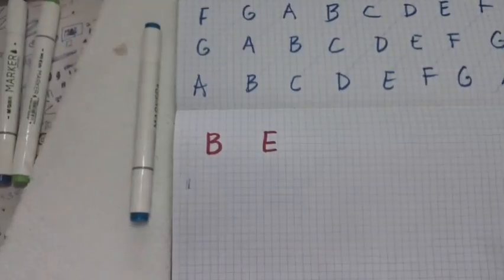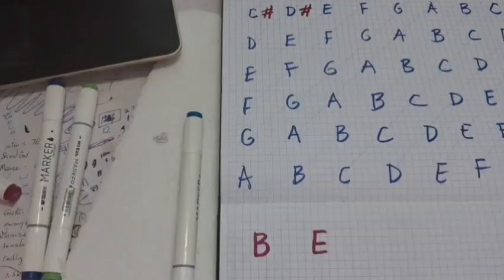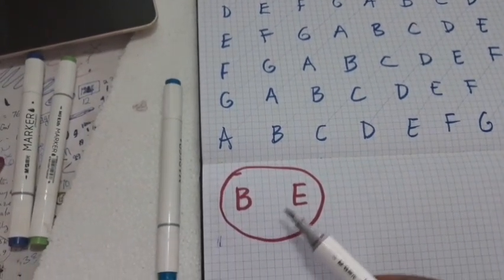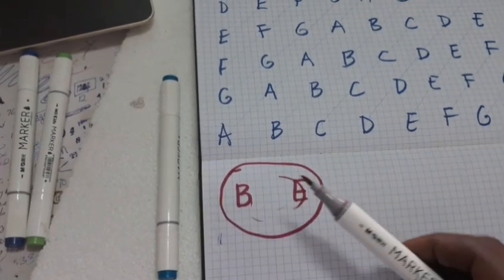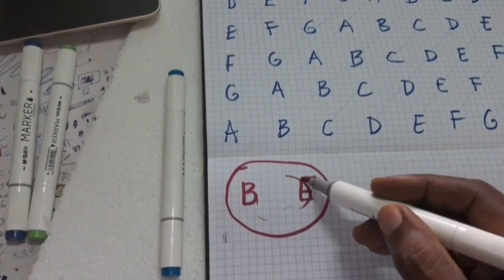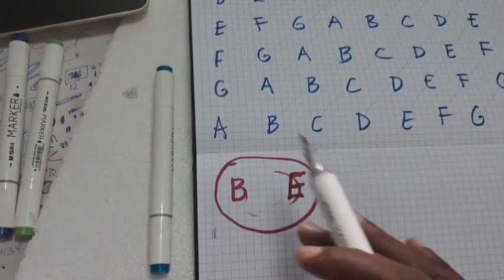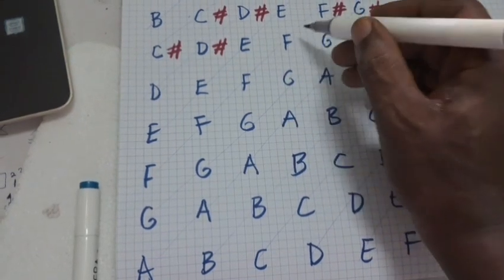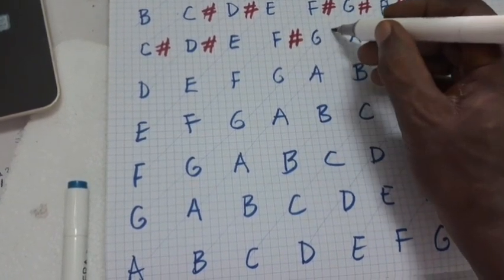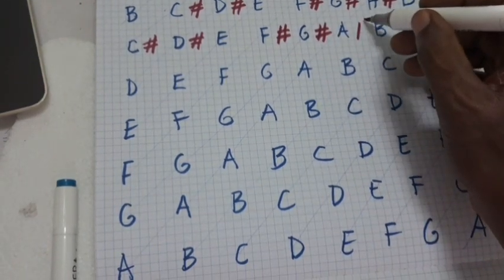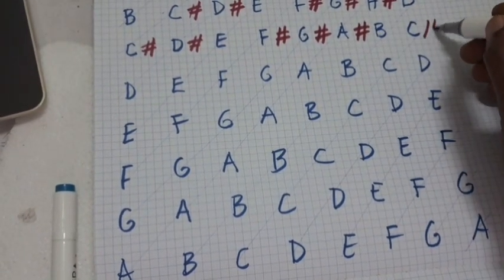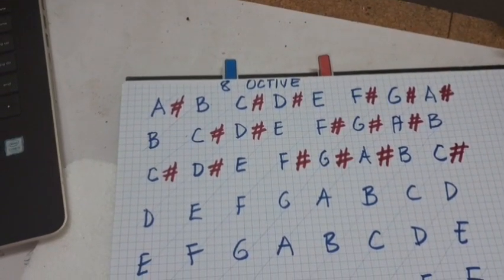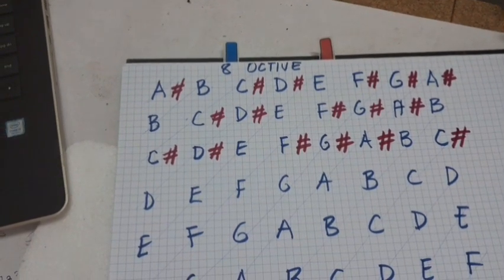So once you know these two, just note that between these two there are no sharps. Sorry, this is E. Between these two there are no sharps. So E, there will be nothing. F, there will be a sharp. G, there will be a sharp. A, there will be a sharp. And B, no sharp. Between C, there will be a sharp. Look at the chart if that's what you've got in your exercise.